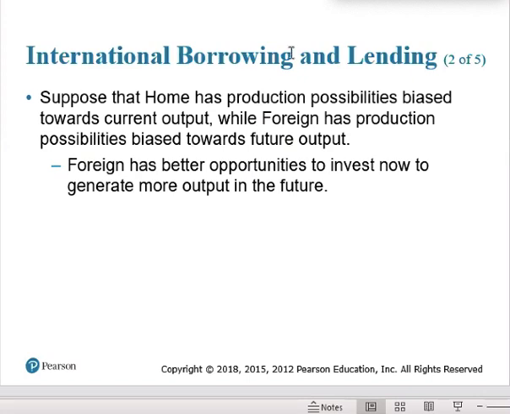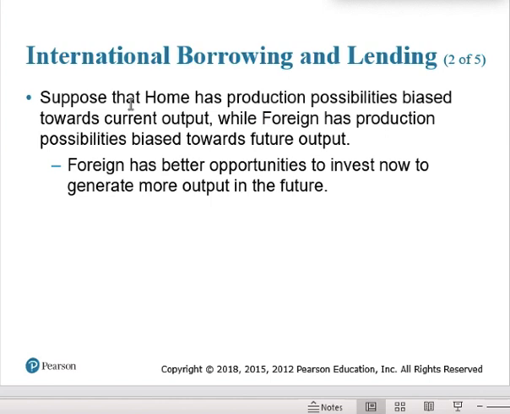So take a look at international borrowing. Suppose that the home country has a production possibility bias towards current output. Imagine the home country has a production bias towards current output. That means today you are good, maybe for some reason. You are really good at producing today, but not as much in the future.